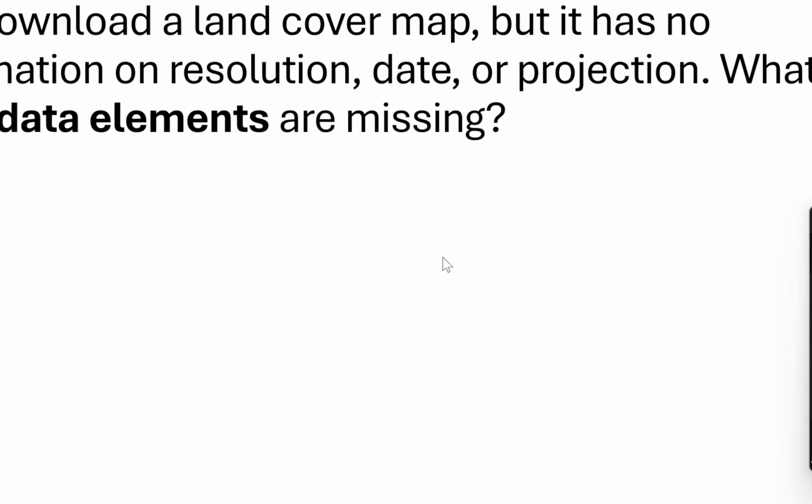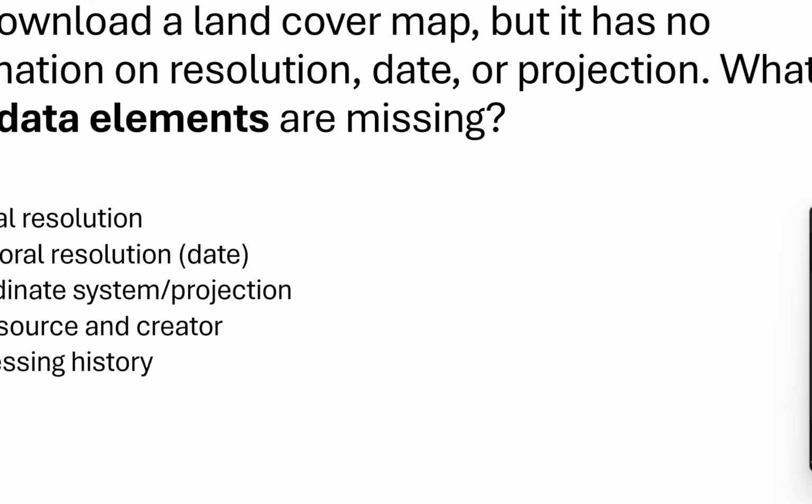Okay, so you download a land cover map, but it has no information on resolution, date, or projection. So what key metadata elements are missing? First of all, you need to look at the spatial resolution. What is the smallest grid or pixel size? Second, you need to know the temporal resolution.